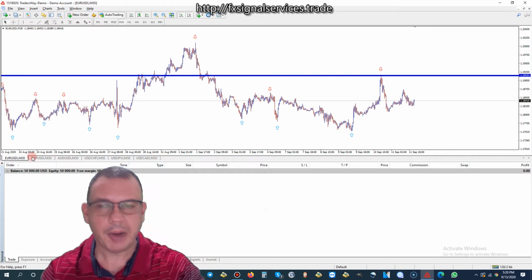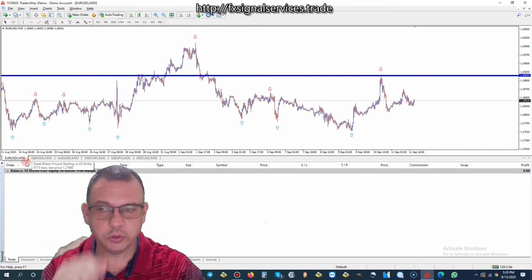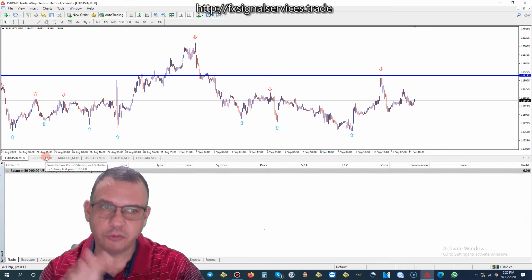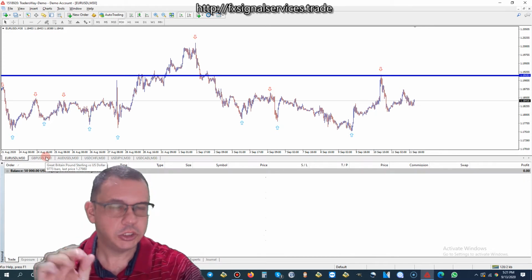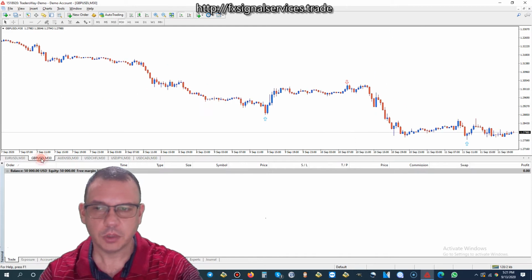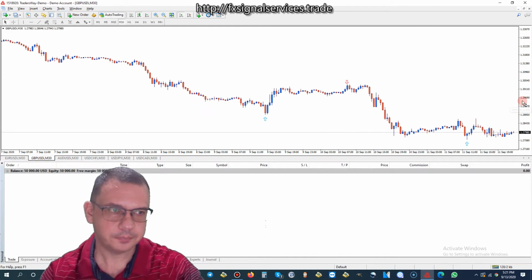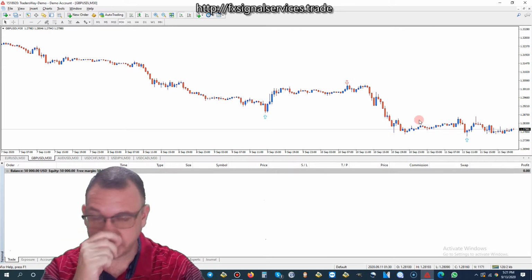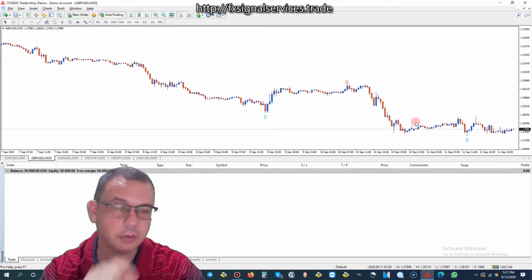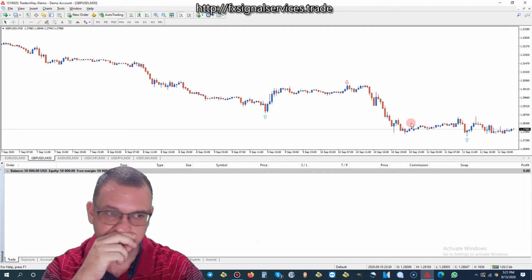Okay, buy only for the EURUSD. You can both buy and sell, but I would probably stick with buying just to be safe. Okay, let's look at GBPUSD. GBPUSD had a nice drop this week. It was the only pair that was not caught in a flat range market.